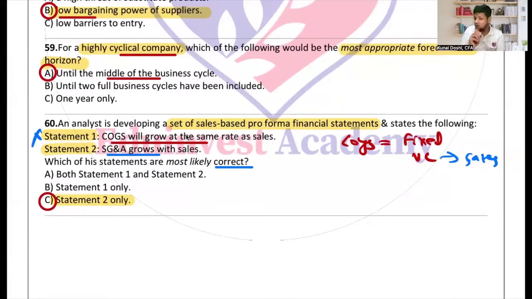Now, statement number two also I have a problem. What is the problem? I'll tell you. Out of selling, general and admin, the selling expenses go with sales, but admin expenses generally don't go with sales. So if I were the one setting up a question, I would be putting up the choice that both are wrong statements, because not all SG&A is dependent on sales. Got it? But since here the choices are tricky, we choose statement two.